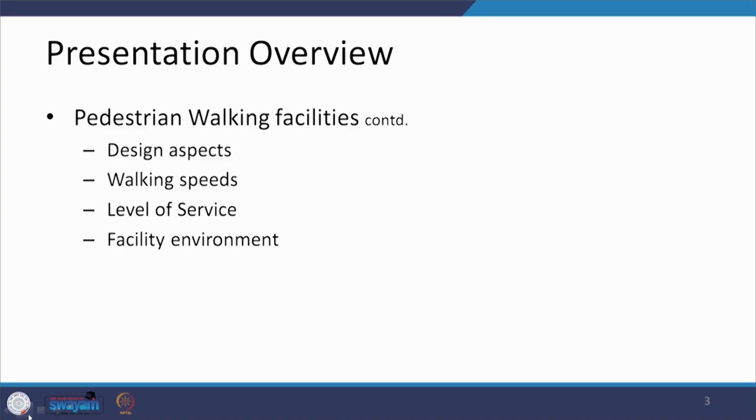Now, in today's interaction, we are going to continue with the pedestrian walking facilities, and we are going to talk not only about those design principles which we discussed in the previous interaction, but will also take up the design aspects in terms of the width of the facility, height of the facility, the designs at an intersection and so on. Then we will follow with the walking speeds to be considered, level of service and the facility environment. When we are talking about these things, you should try to take note of the specific aspects that need to be taken care of.